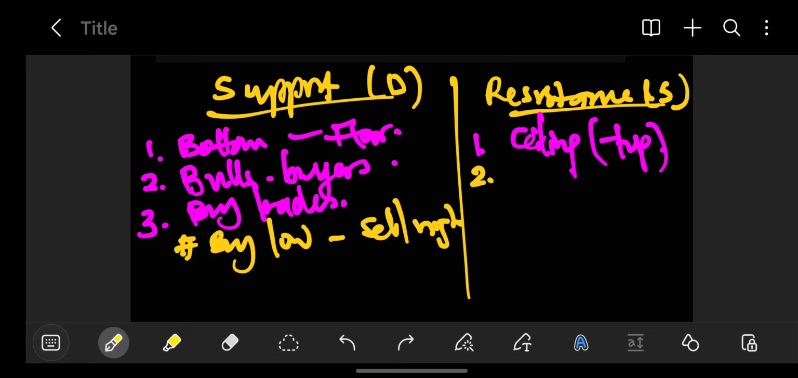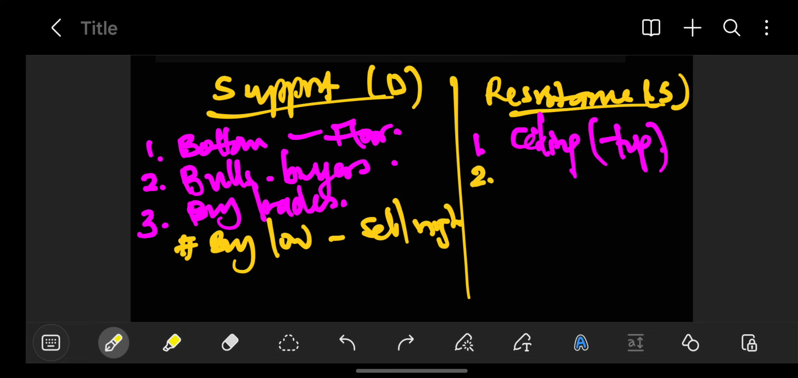The resistance, quickly, is just the opposite of that. We said the support is found at the bottom, and the resistance is found at the top. The support we can call the floor on your chart, and the resistance will be the ceiling. At the support, we find a lot of bulls, the buyers, whose goal is just to push the price up, because remember, it's the floor. From there, you can't go beyond the floor. You can only move to the upside.